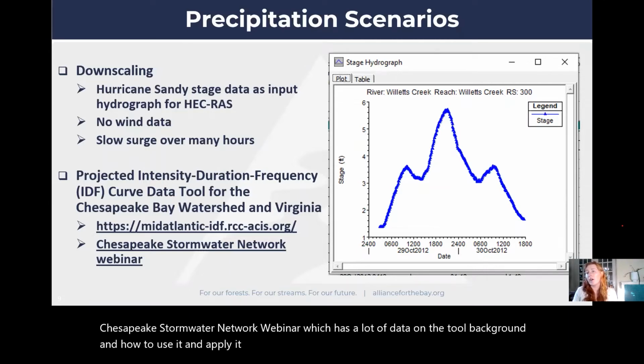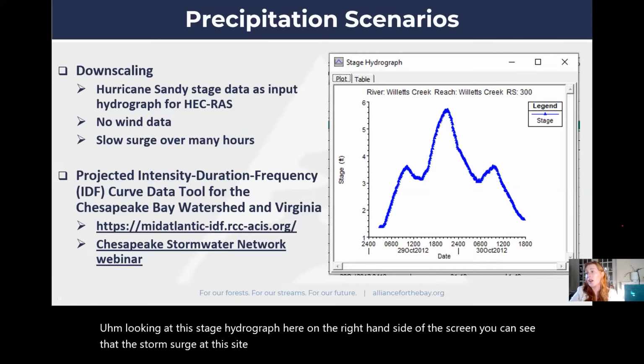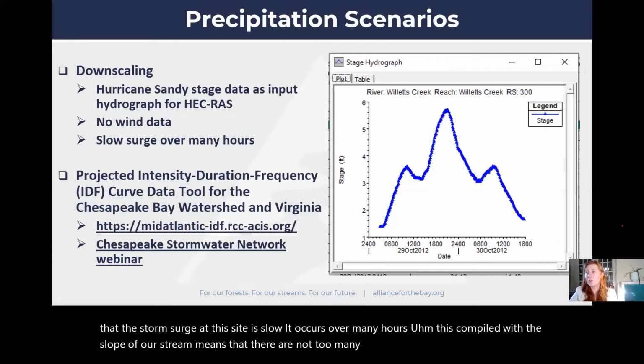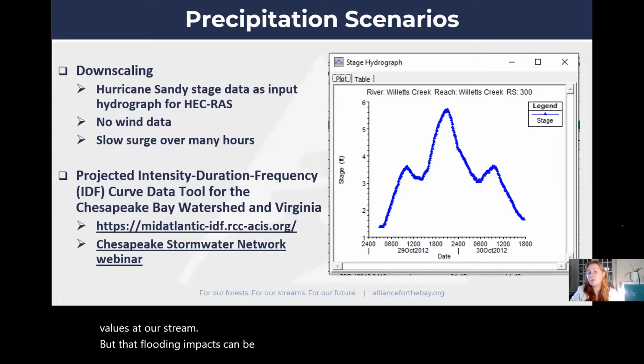Looking at the stage hydrograph here on the right-hand side of the screen, you can see that the storm surge at this site is slow. It occurs over many hours. This compiled with the slope of our stream means that there are not too many high velocity or shear stress values at our stream, but that flooding impacts can be substantial.